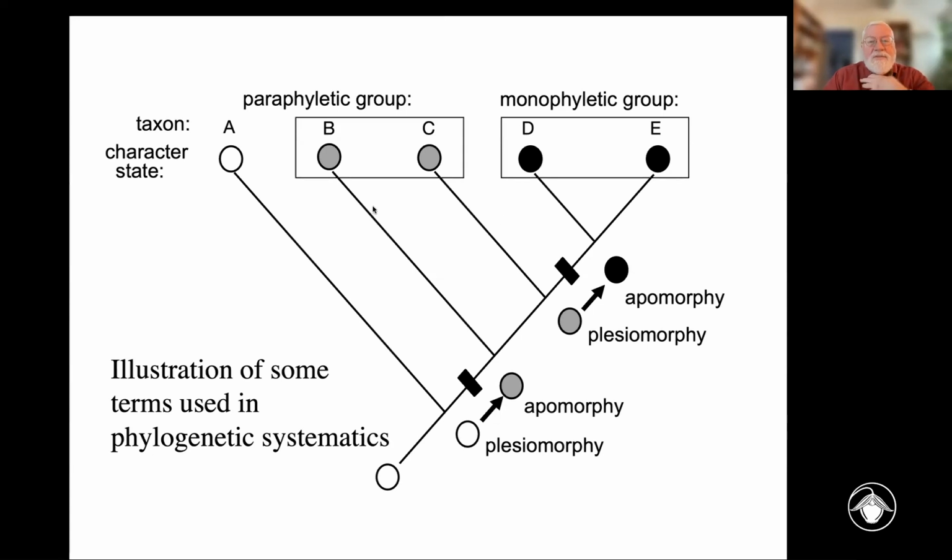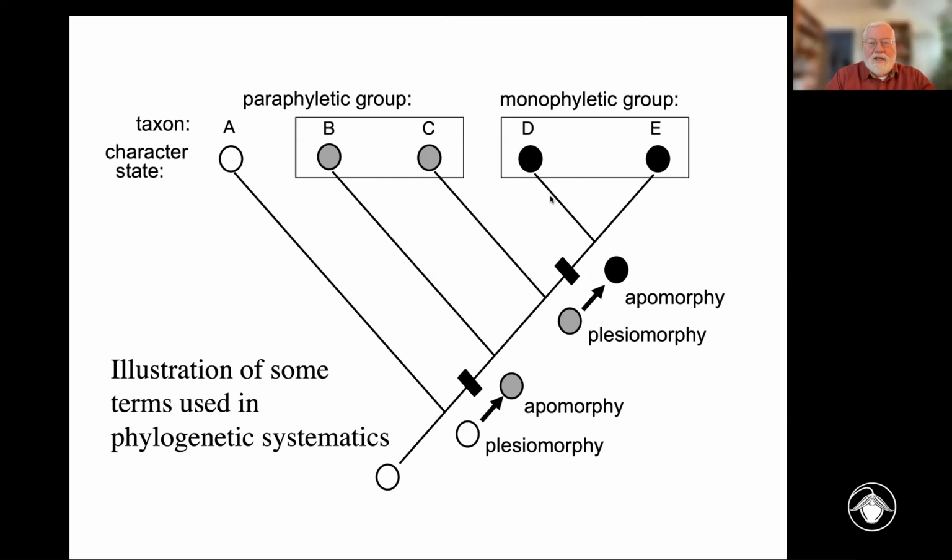And then some terms that we'll be using, I've already used monophyletic group. When we say monophyletic group, we mean a group that shared a common ancestor and all the descendants are in that group. Whereas a paraphyletic group, you'll hear that term, is a group which did have a common ancestor, but does not include all the descendants of that ancestor. It's leaving these guys out.